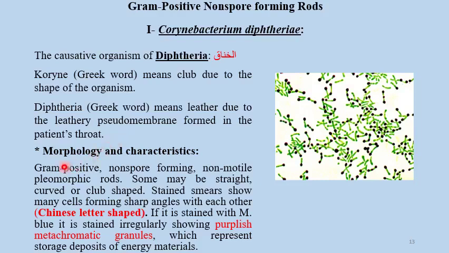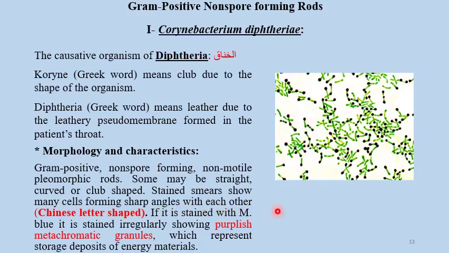The morphology and characteristics, it's a gram-positive, non-spore forming, as we said, non-motile. الشكل بيبقى pleomorphic rods, يعني مش كل rods are typical the same shape. Some are straight, some are curved, and some are club-shaped as we explained before. As we see here, بعضهم بيبقى دغري straight خالص، وفي بعضهم شوية curved, slightly curved, وطبعا في منهم اللي هما club-shaped.